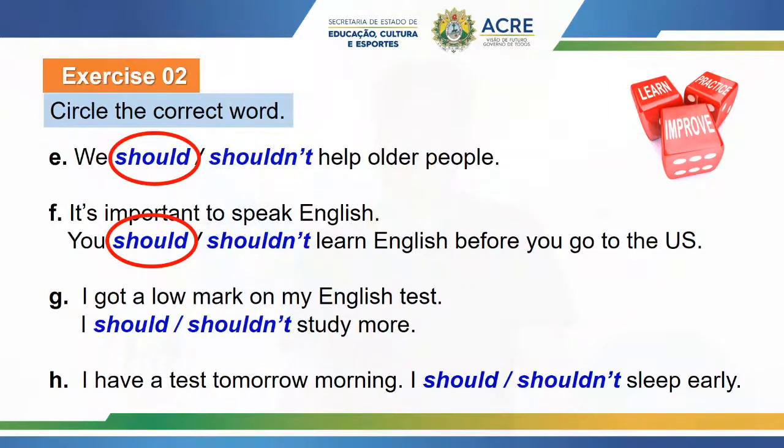Now, letter G. I got a low mark on my English test. Pay attention to that sentence, okay? I should or shouldn't study more. Think about it. Well, if you got a low mark on your English test, of course, you should study more. So I should study more. And the last one, I have a test tomorrow morning. Pay attention to the context. Analyze everything. I should sleep early.